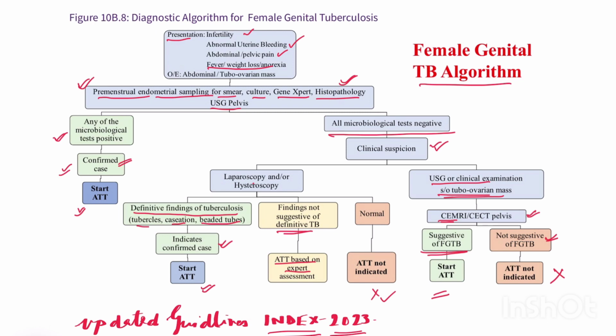Hope it will help. The important point to consider here is that at the first point, if we suspect, then we have to do a premenstrual endometrial sampling, and we have to do this investigation before going further. So all patients having suspected female genital tuberculosis must undergo premenstrual endometrial sampling for smear, culture, GeneXpert, histopathology, and USG pelvis. All right, so this is all for today.